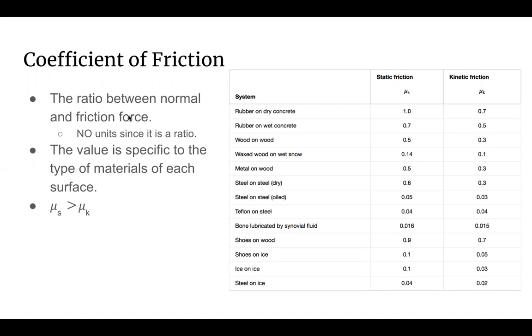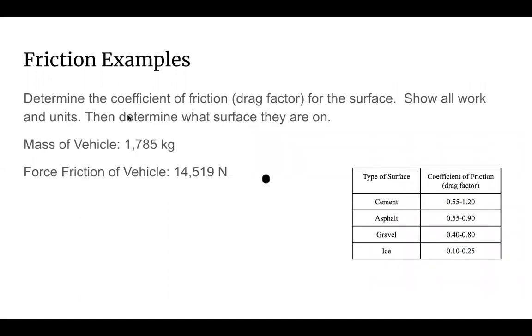I only have one example, so we're going to jump into this. Our one example says determine the coefficient of friction or the drag factor, that's another interchangeable term, for the surface. We want to show all work in units. Then we're going to determine what surface they're on. So we're given the information that the mass of the vehicle is 1,785 kilograms, and the force friction of the vehicle is 14,519 newtons.